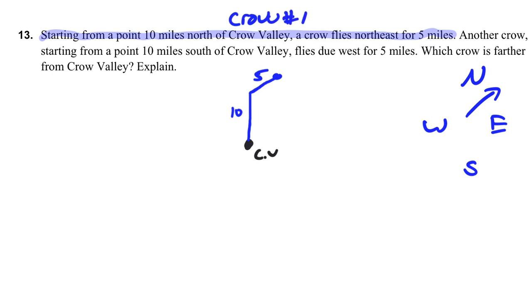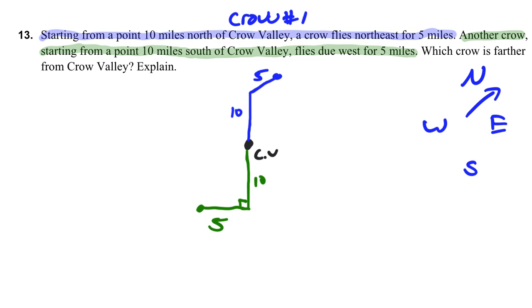Now, crow number 2 says another crow starting from a point 10 miles south of Crow Valley flies due west 5 miles. What does that mean? 10 miles south means straight down 10. And then due west means straight to the right. This is going to be 5. I know it's not the same measurement. Sorry, I'm going to maybe erase a little bit of this, make it look sort of the same. Here's where they're going to end up. Now, since it says due west, that's actually a 90-degree angle here.